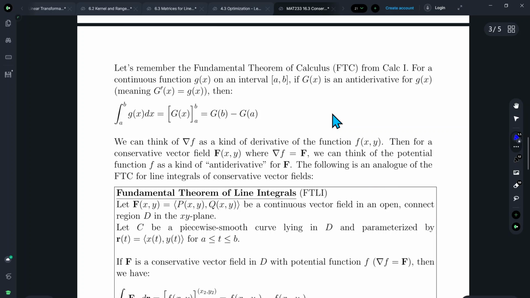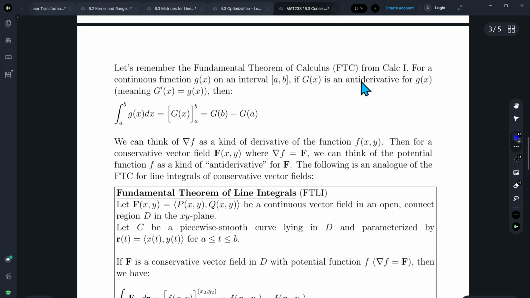Okay, so now we're ready to discuss the fundamental theorem of line integrals. Since it's an analog of the fundamental theorem of calculus, let's remember how the FTC goes. Here I'm going to abbreviate the fundamental theorem of calculus as the FTC from Calc 1.